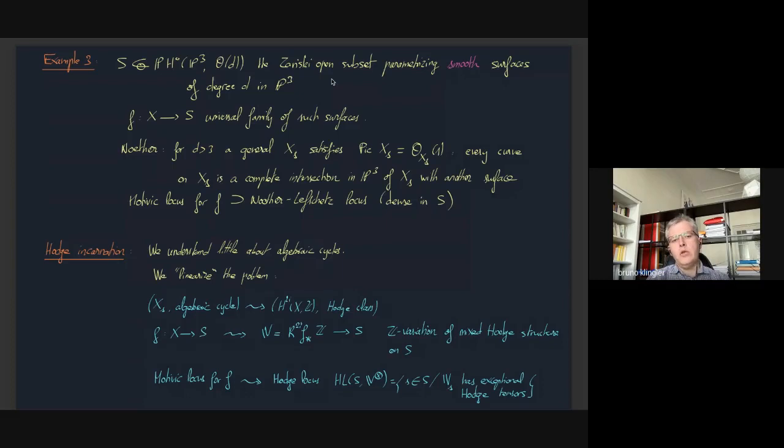Now, the motivic locus for F would contain what is classically called the Noether-Lefschetz locus, where you are looking at surfaces of degree d where the rank of these Picard groups becomes bigger. And again, it's kind of easy to see that this Noether-Lefschetz locus is dense in S, even for the usual topology.